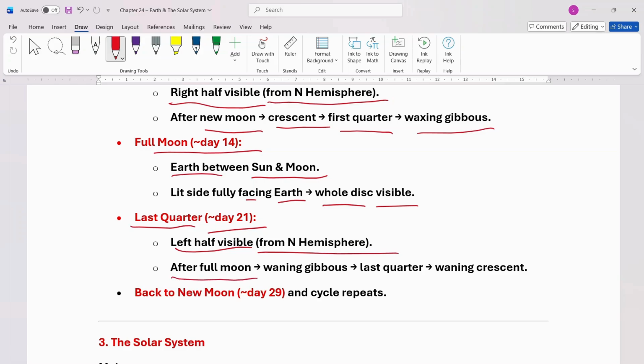After full moon, waning gibbous. Last quarter, then morning crescent. Back to new moon, day 29, and the cycle repeats.